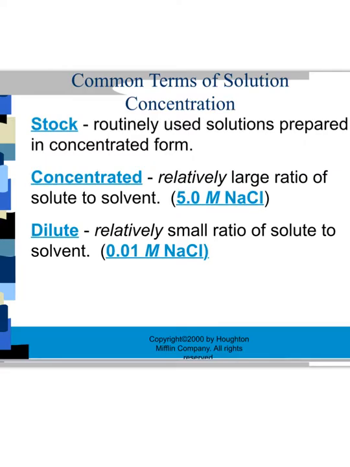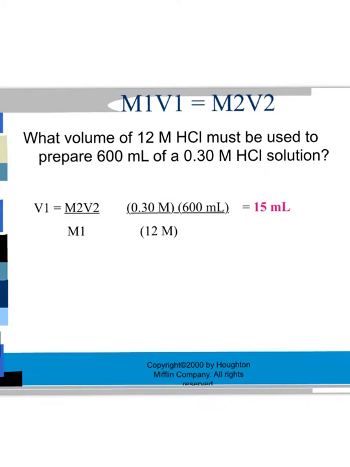All right? You should also know by now the terms concentrated and dilute. So concentrated and dilute refer to the amount of solute versus the amount of solvent. If something is very concentrated, that means it contains a lot of solute and very little solvent. On the other hand, a solution that is dilute has a lot of solvent and very little solute. Make sure you know the definitions of those terms.